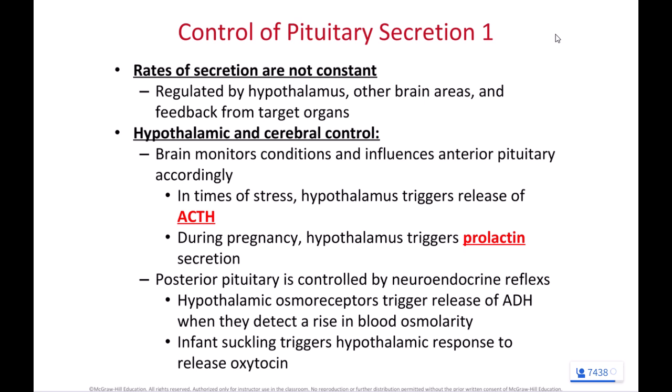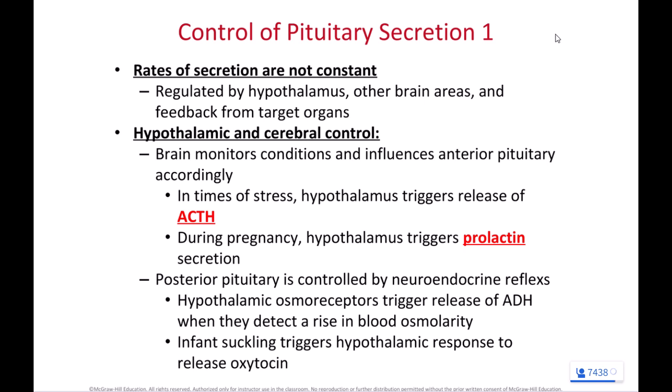Just to re-emphasize this, the pituitary gland is the master gland. It releases and synthesizes the most hormones of any gland in the endocrine system. About half of what we're going to cover is going to be related just to the pituitary gland.